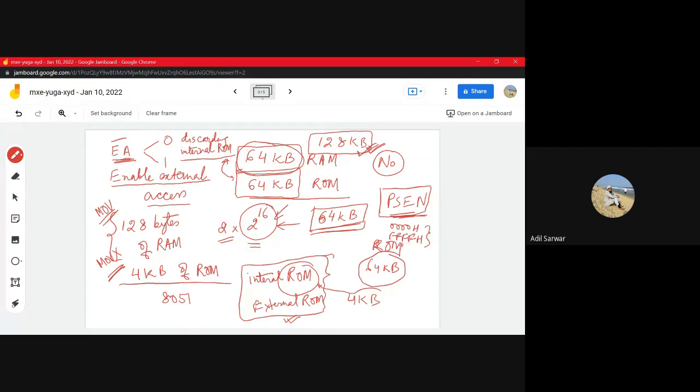This does not lead to any confusion because there are separate control signals for external RAM and external ROM. RD bar and WR bar are control signals for external RAM, while PSEN is the read signal for external ROM. I hope you understand this difference, and it will be much clearer when we do programming.